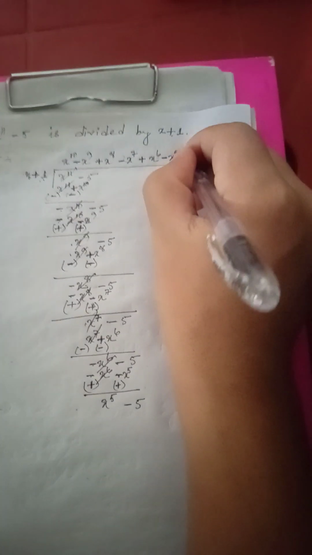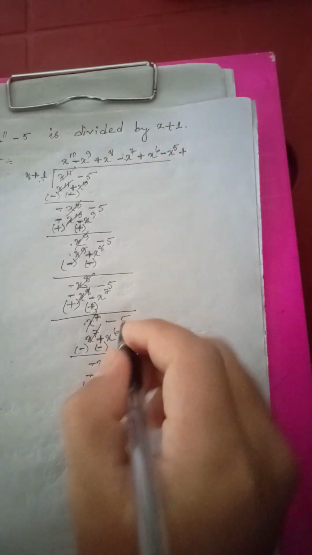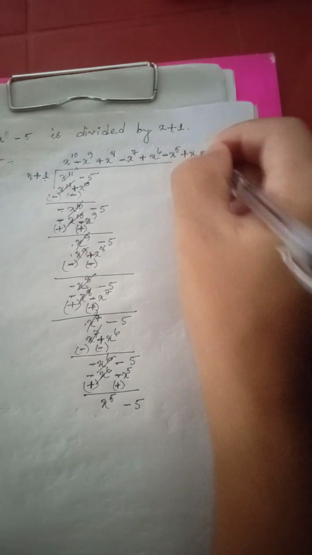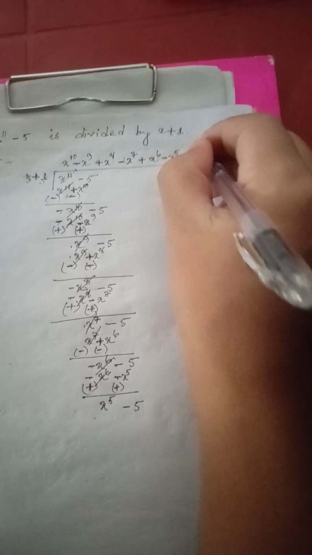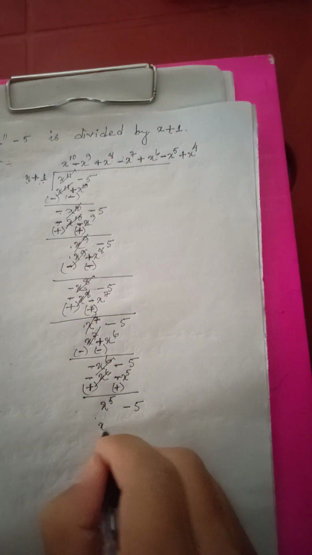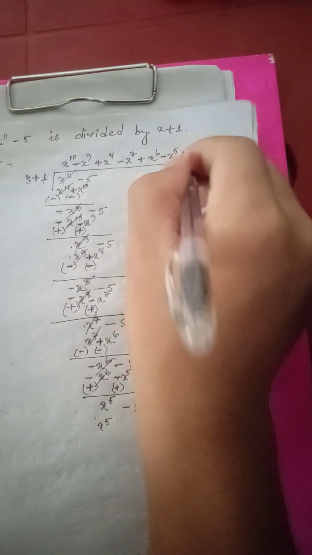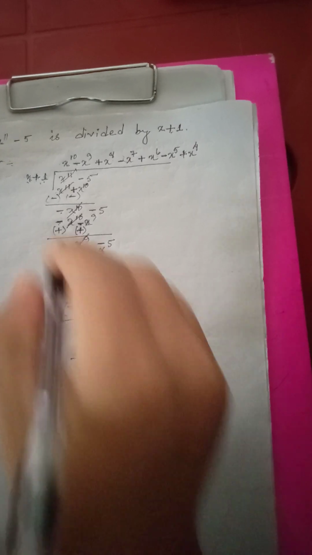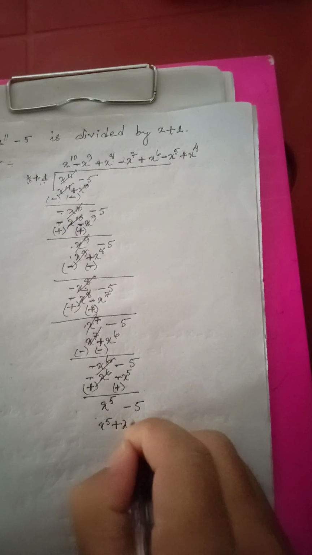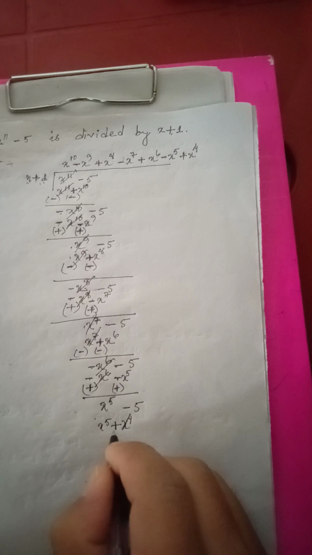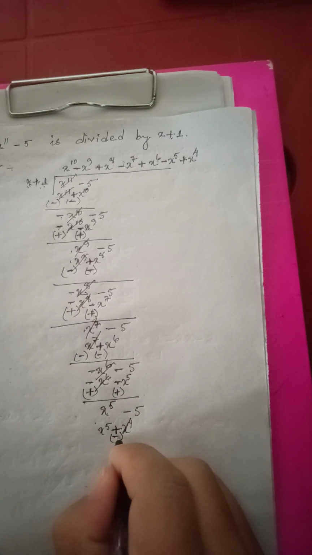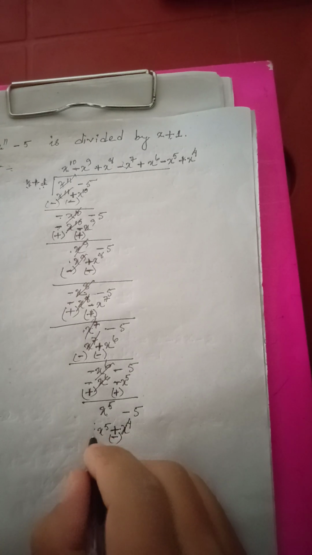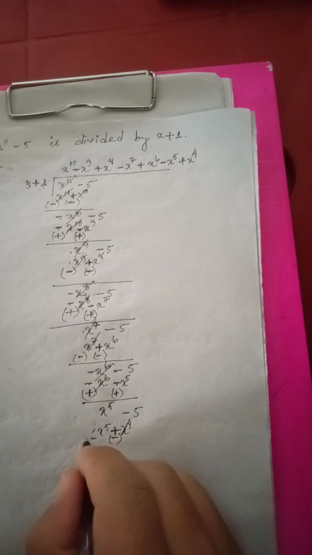Then it should be plus here. Plus into plus will give you plus. X, how many times is it needed to get x power 5? If you multiply x and x power 4, then it will give you x power 5. And plus into plus will give you plus. And 1 into x power 4 will give you x power 4. Whatever sign you have, just change it. Here we have plus, you change it into minus. And here we have plus, we have to change it into minus.